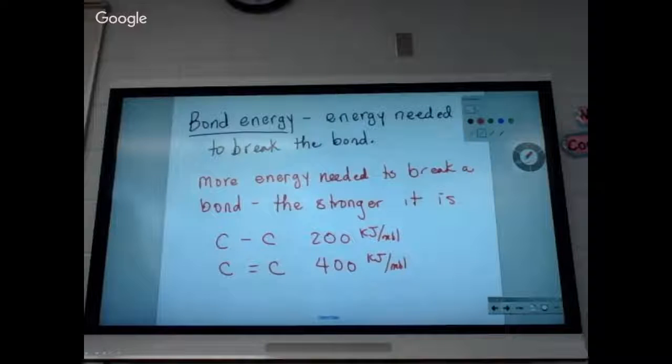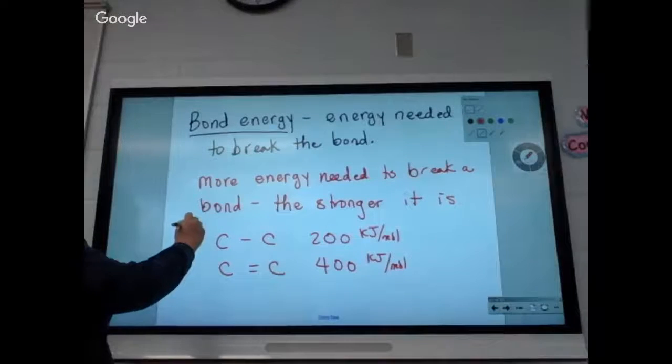Oh, kJ over moles. That's just a unit. That's not something you really have to know. I just can't help myself. I put units on everything. Okay? But the more energy it takes, the stronger the bond. So I'm just illustrating what I just wrote there. And you don't have to know those numbers. That's just an illustration. Okay, that's just an example.